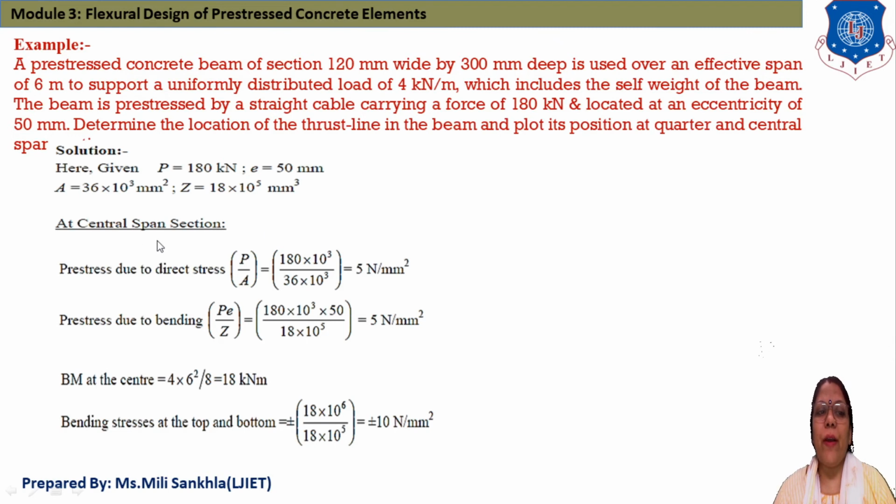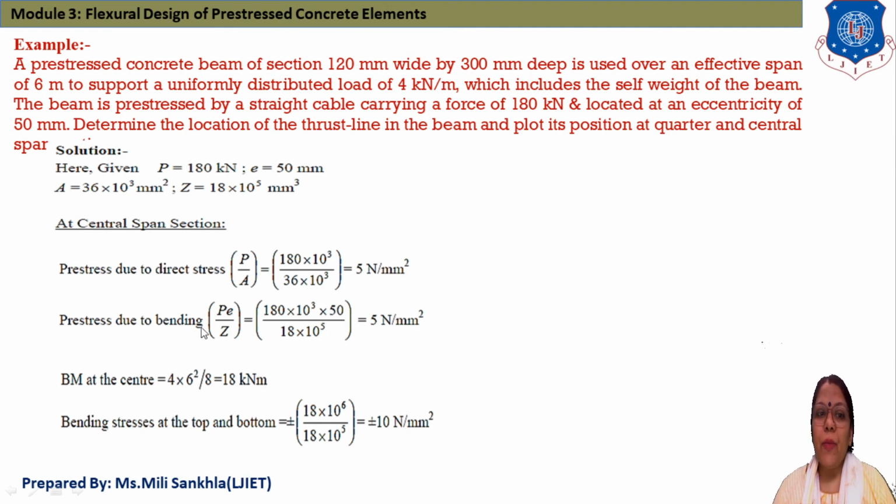Now we find out stresses at center span, because the maximum stress is subjected there. Now pre-stress due to direct stress is equal to load divided by area. Load is already given 180 into 10 raised to 3, and area is equal to area of this section 120 into 300, 36 into 10 raised to 3, answer 5 Newton per mm square.